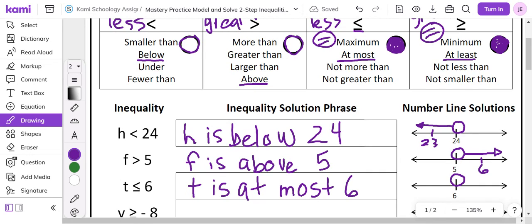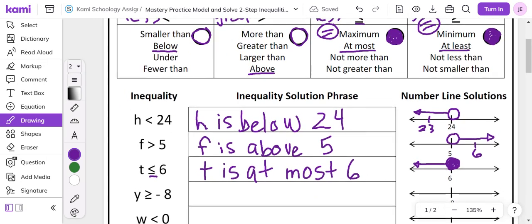So we're going to go here to 6. The most it can be is 6. And when it's equal to, we're going to shade in that circle, saying the most it can be is 6, and that is part of the solution. And then any number that is less than 6.